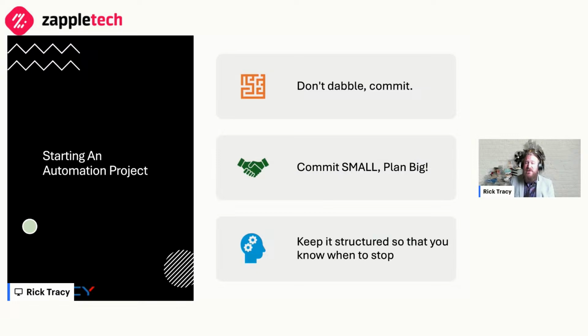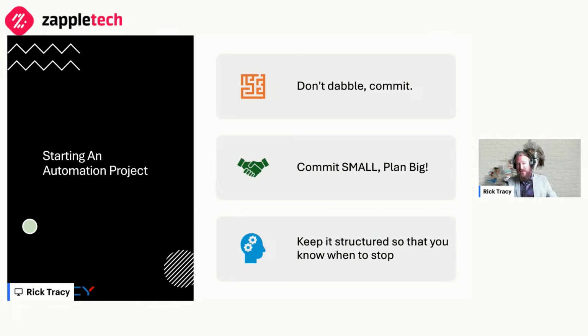The first one is don't dabble, commit. I know people like to experiment with the idea of automating, but if you're actually going to automate, don't leave it half done. If you're going to go for it, go for it. But when you go for it, commit to small pieces of functionality. Don't commit to this huge thing that you're going to do and then no longer talk about it or share it with anybody until you're done.